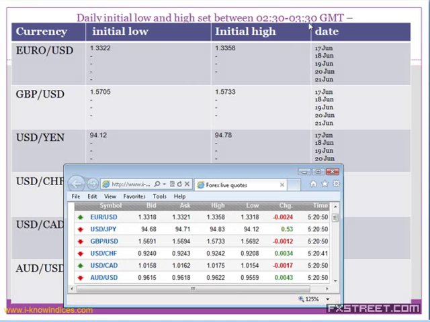The initial highs and lows are set around 3:30 GMT. Current time is 5:20 GMT. In the case of euro, 1.3322 was the initial low, and they breached it by about 4 pips. 1.3318 is the low. The high is intact, 1.3358. Similarly, in the case of GBP, 1.5705 was the initial low. They formed 1.5692 as the current low, and the market is holding near the current low in the case of euro and GBP. So it is 5:21 GMT.